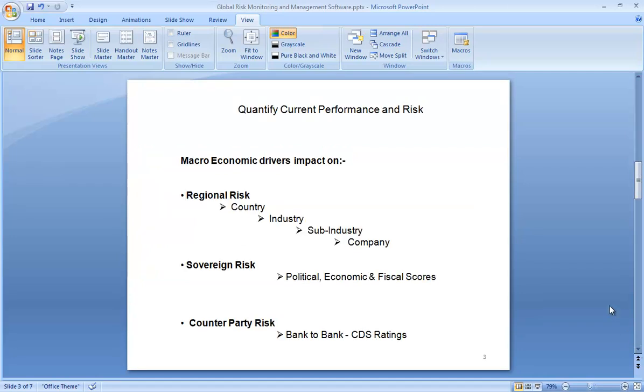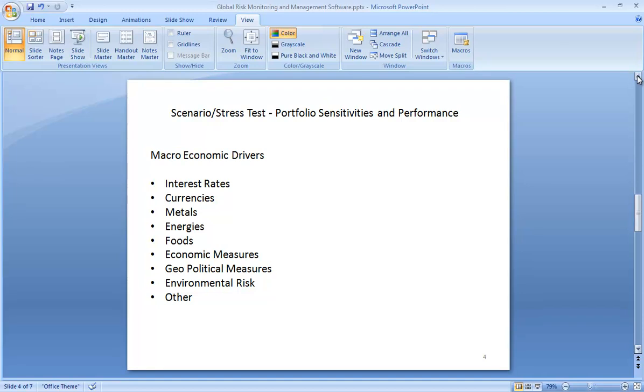The software, as indicated before, is very much about a top-down, but it also can be a bottom-up approach to analysis. From the top down, it looks at the various regions of the world, and from within regions we can break down risk by countries, then in turn industries, sub-industries, and all the way down to companies. The software also is capable of doing sovereign risk and also counterparty risk as well. When we're talking about stress testing, what are we doing?